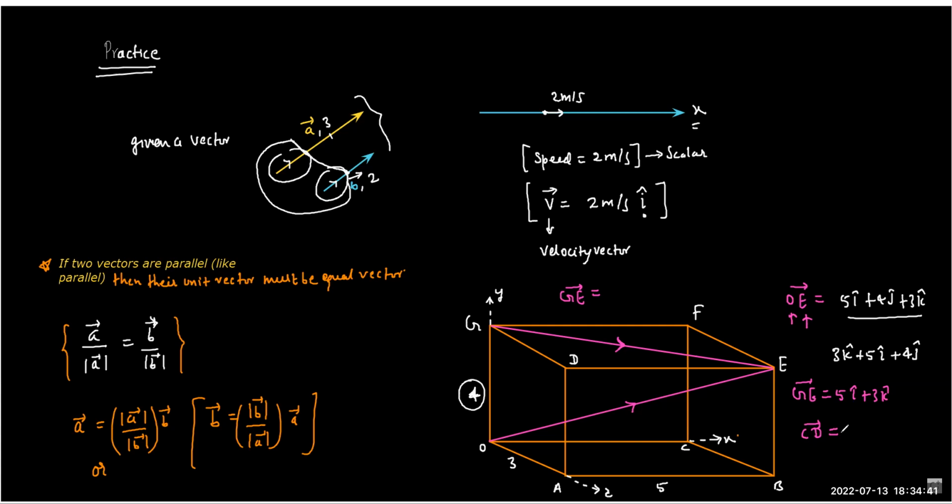Rugved, are you getting this? Yes, sir. Is the answer minus 5 i cap plus 4 j cap plus 3 k cap? Very good. So minus 5 i cap is correct. And then what next? Plus 4 j cap. Very good. And then plus 3 k cap.